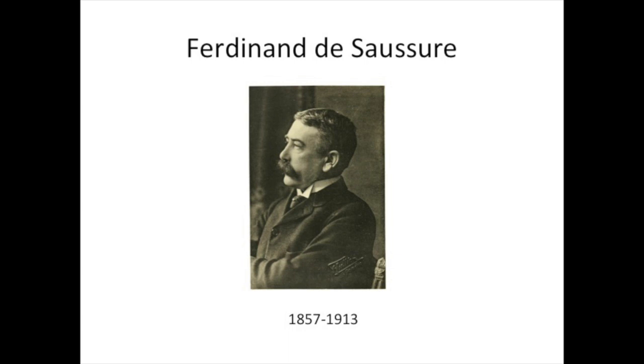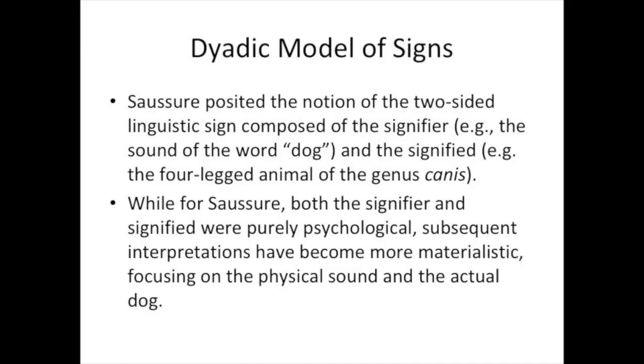So the next is a picture of Ferdinand de Saussure, and he lived from 1857 to 1913. And he had the dyadic model of signs. And what that means is that he figured a sign had two sides to it. The linguistic sign is composed of the signifier, for example, the sound of the word dog, and the signified, the thing that it's signifying, which is the four-legged animal of the genus Canis. Well, for Saussure, both the signifier and the signified were purely psychological. Subsequent interpretations have become more materialistic, focusing on the physical sound and the actual dog.